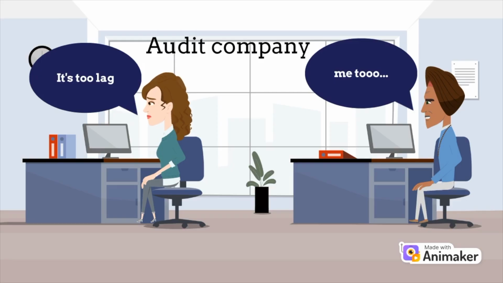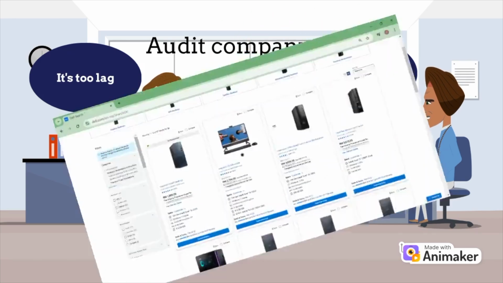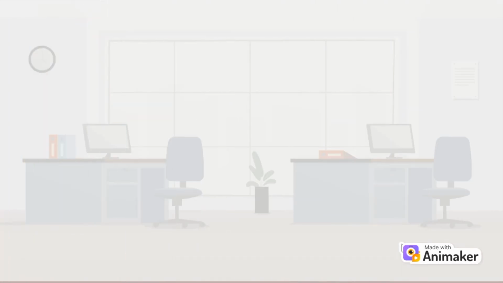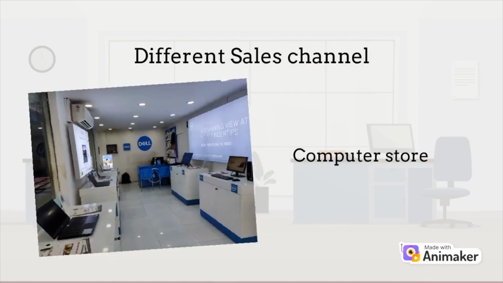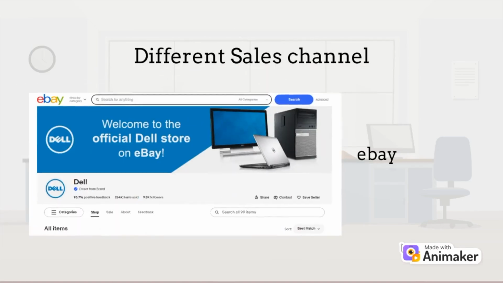It's too laggy. The PCs of an audit firm were outdated, with many problems occurring. They then wanted to purchase 25 PCs from Dell. They go through the website for selection. Other than that, Dell has many different channels to sell their products, such as department stores, computer stores, websites, phones, and eBay for many years.